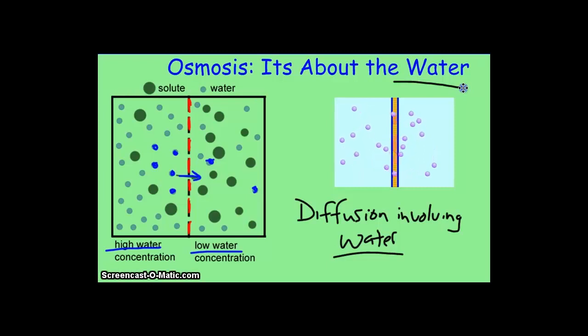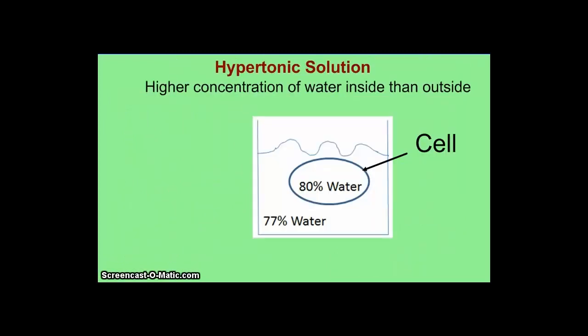And I should add one thing to our definition here: diffusion involving water across a membrane. And this is why it's so important to living things, because we're interested in how water moves across a membrane. So if we imagine a cell floating in a solution, it's worthwhile to understand the relationship between the water concentration inside of the cell and the water concentration outside of the cell. Inside of the cell, there will be a certain concentration of water. Outside of the cell, there will be a certain concentration of water.